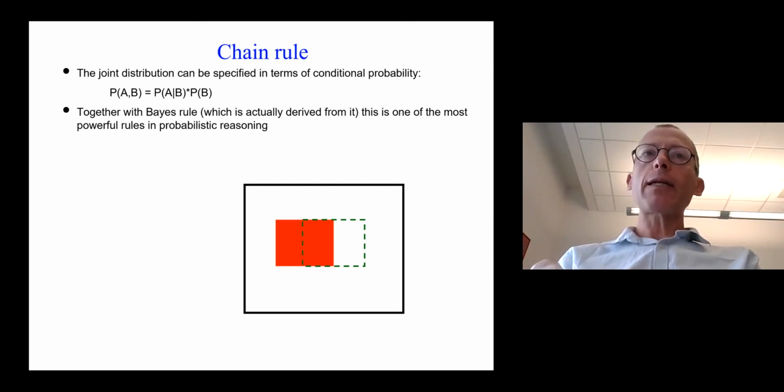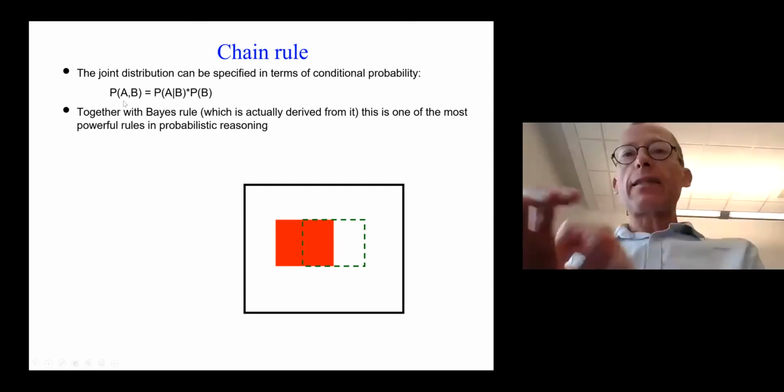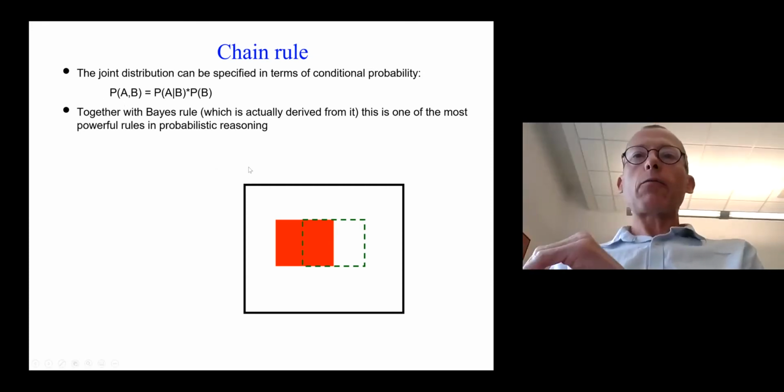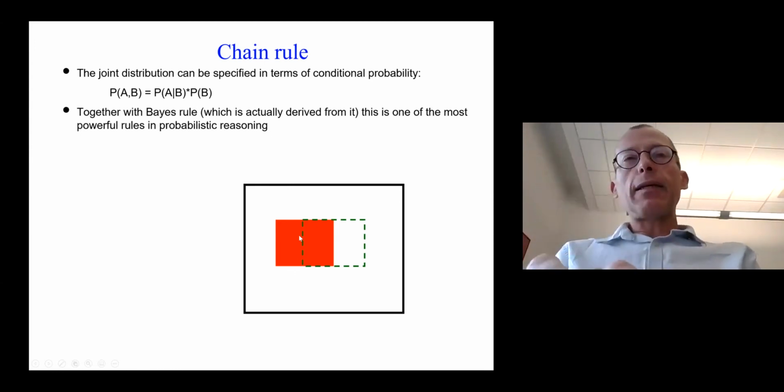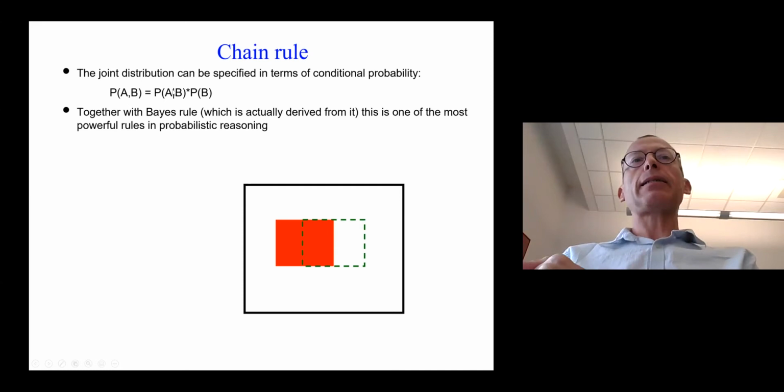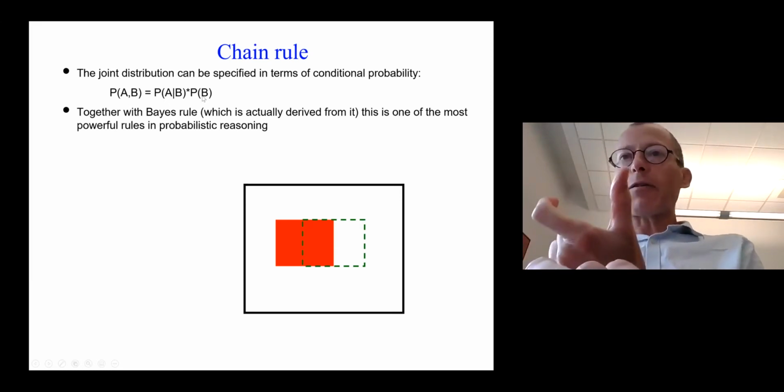So that's very important. Again, why is this true? I mean, I can illustrate it with some cartoon, but basically what the chain rule is saying is that the joint probability of A and B is the probability of A conditioned on B times the probability of B. This is, of course, symmetric.